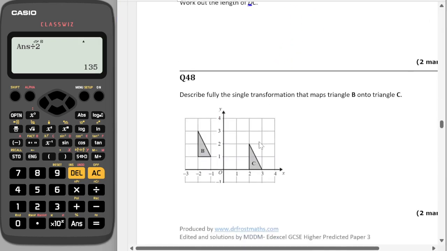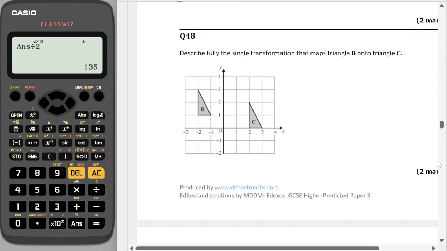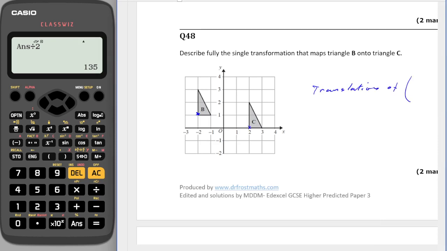Okay, question 48 then. Describe fully the single transformation that maps B onto C. So we've got translation of, and then we'll quote it as a vector. We've gone from there to there. So I've gone 4 across and 1 down, so 4 minus 1.